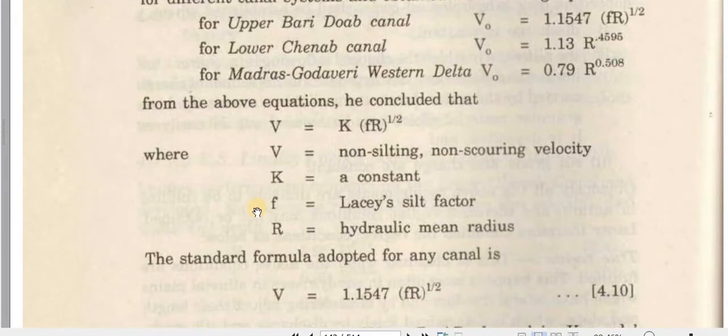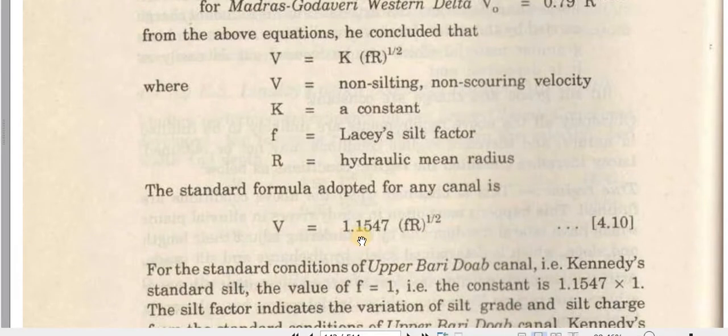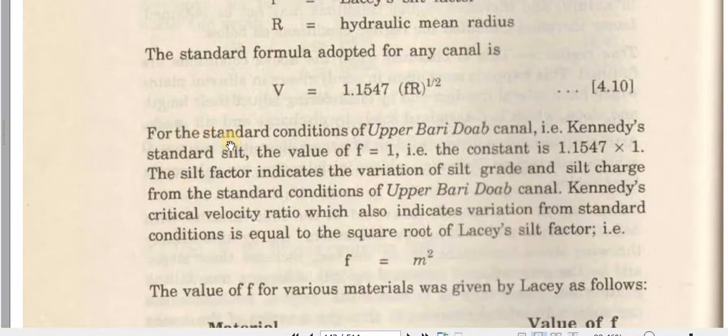And he introduced some equations like V is equal to K times the square root of FR. We will not go deeply into deriving these equations; we will just indicate them. K is fixed and it is 1.1547, so V = 1.1547 √(fR), where f is Lacey's silt factor and R is the hydraulic mean radius. For the standard condition of the Upper Bari Doab Canal, he introduced K equal to 1.1547 and silt factor equal to 1.